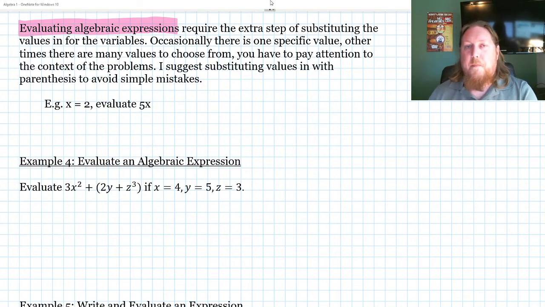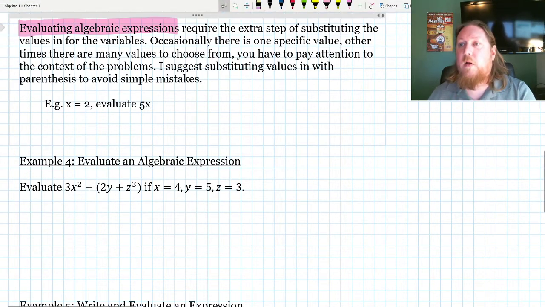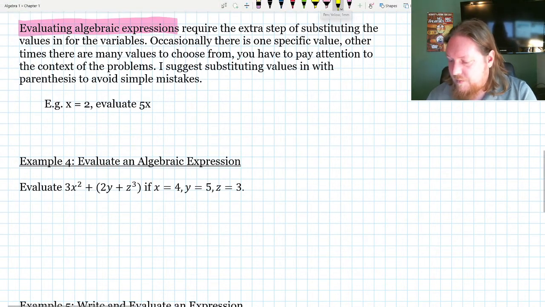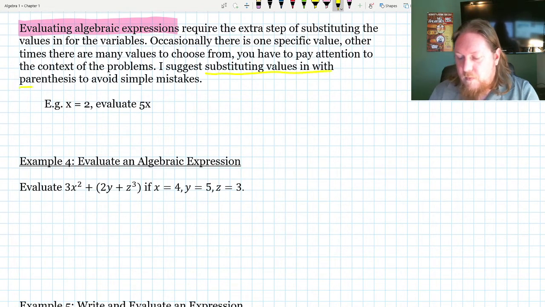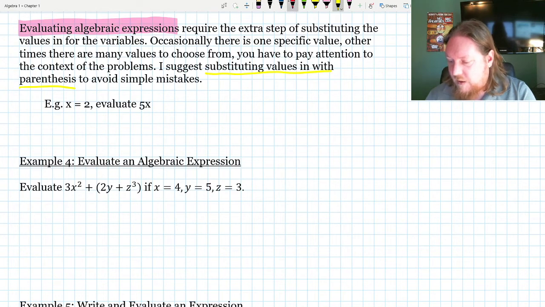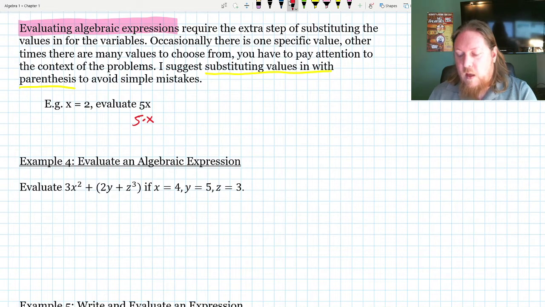The biggest hint I can give you here is this part right here. When you substitute those variable values in, do it with parentheses. This is the common mistake I see. I'm going to do this in red here. I see x equals 2, and I'm trying to evaluate 5x. Well, 5x means 5 times x. And if x equals 2, this means 5 times 2, which is 10.